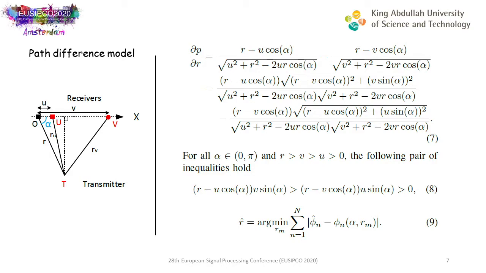We can prove if R is greater than V, greater than U, greater than 0, the inequality 8 holds, which means 7 is positive. This indicates that for a fixed alpha, if the value of the estimated unwrapped phase difference is known, there exists only one value R corresponding to the path difference P. Then we can estimate range using it.